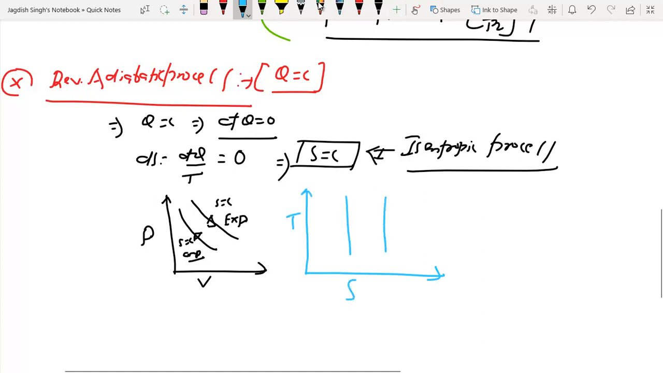This line will be vertical. This process is isentropic. In one process it goes upward, and in the other process it goes downward. That is, this is process 1, this is process 2. Whenever gas is expanded, the temperature will drop. During expansion, what we'll observe here is that temperature will drop. And during compression, the temperature will increase.